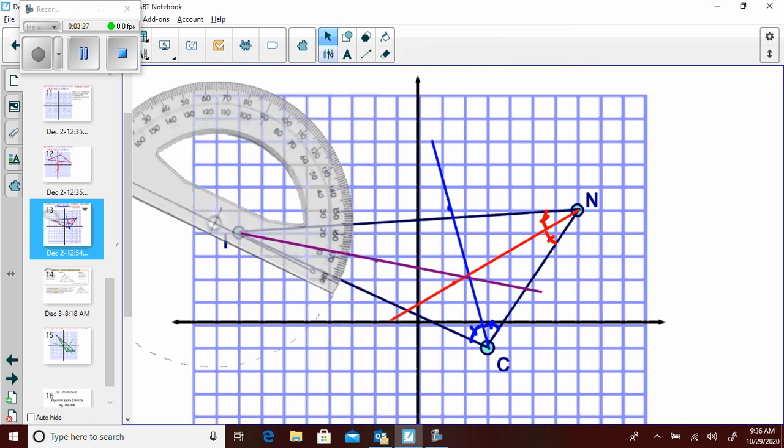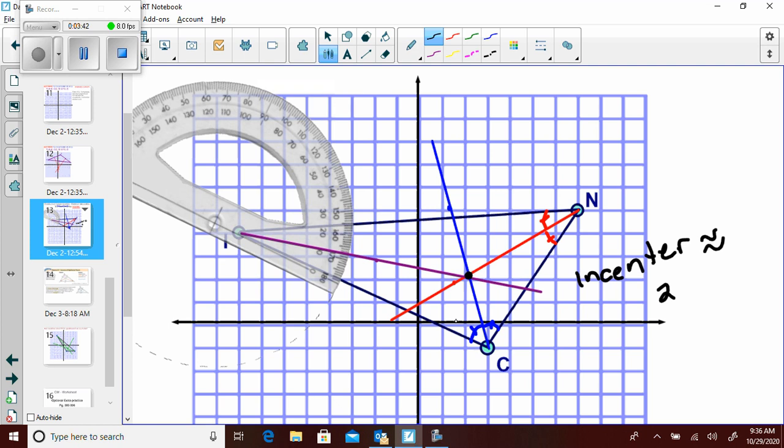And as we said, it might not be exact, but we're looking at about right there is our incenter. That is the incenter. And if we're going to estimate it, it's about 2.1, 2.1 actually. That would be approximately the incenter. Okay. The incenter comes from the vertices. I'm going to show you in the next slide, but the incenter comes from the vertices, and it's equidistant to each side.